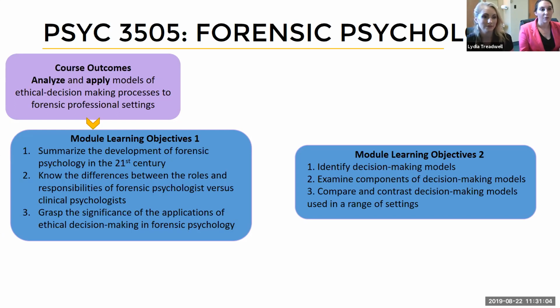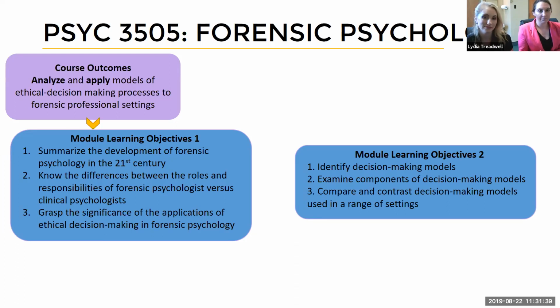Know the difference between and grasp the significance of. Those verbs could definitely be more specific, more measurable if we use Bloom's. And again, we're talking about forensic psychologists. The third one starts to go into ethical decision making, but that whole list of learning objectives should really be taking our students through that hierarchy of knowledge, so that they can get to analyzing and applying models.